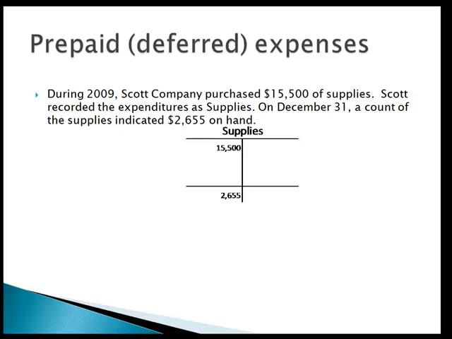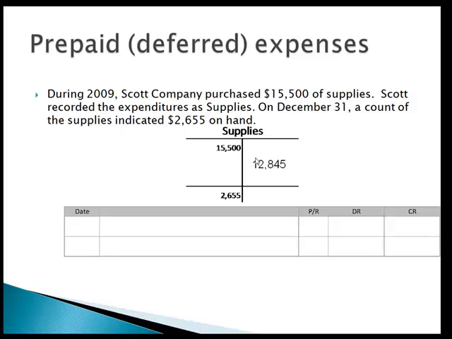Okay, so first thing I'm going to give you is just a T account. Our balance in supplies was $15,500. Our true balance should be $2,655 when we put in the adjusting entry. So the difference between the two is $12,845. We used $12,845 of supplies, and we need to record that in our books. We need to make a journal entry for this. So here we have the credit. The credit is to supplies. But now we need to record a debit.